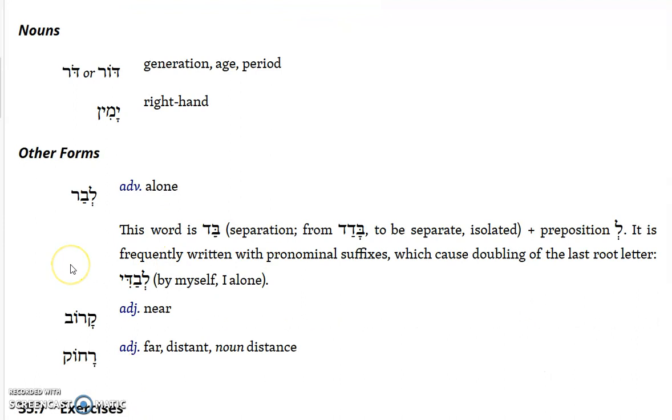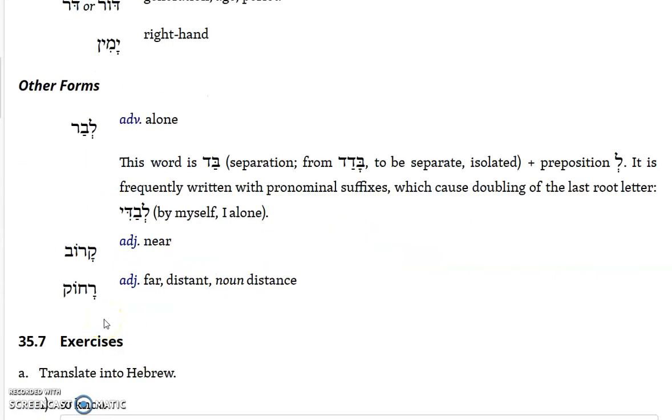And then a few other forms. Levad means alone. The word bad has to do with separation, from badad meaning to separate or isolate, and le is often just a preposition added to it with regard to separation, meaning alone. And then an adjective, karov, means to be near. And then rahok is far or distant. And it can also be used as a noun, distance.